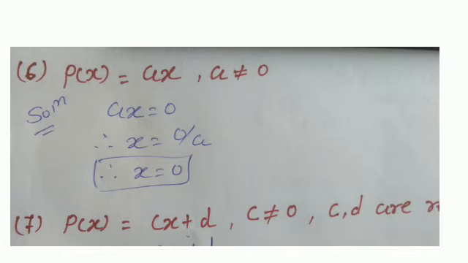Sixth one is P of x is equal to ax, and a is not equal to 0. So our solution is ax equal to 0. So x equal to 0 by a. Therefore x equal to 0, because 0 upon a is equal to 0. So the zero of this polynomial is 0.